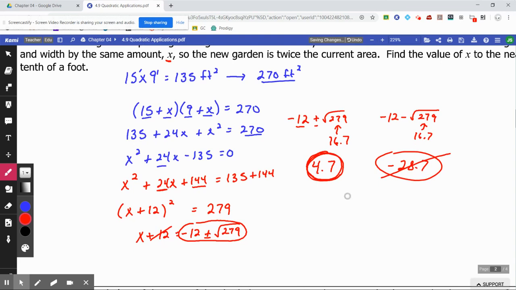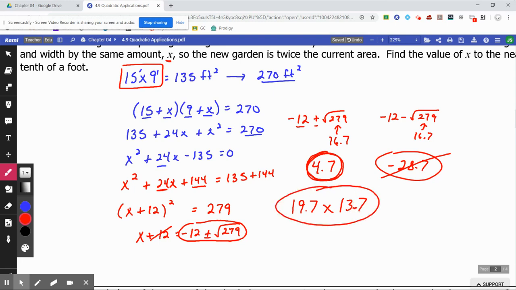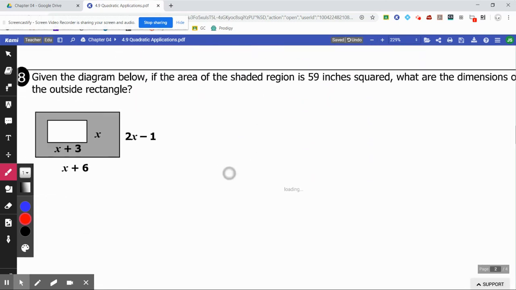And another way you could give our answer, your original flower garden was a 15 by 9. It's now going to be a 19.7 by a 13.7. We're going to increase both dimensions by the exact same amount. So there is the value of your new flower garden, or the size of the new flower garden.